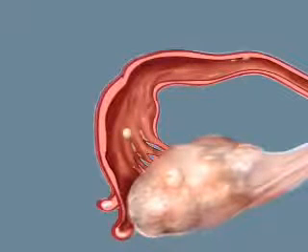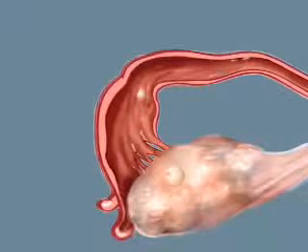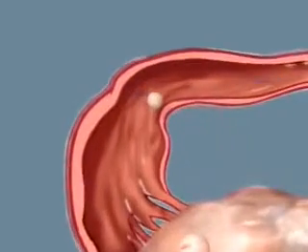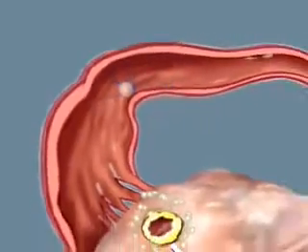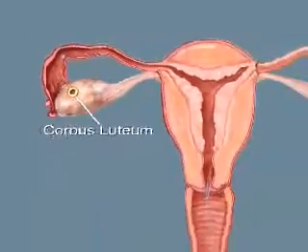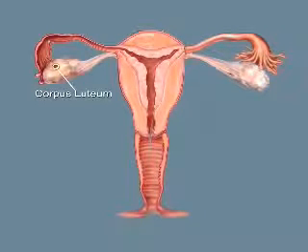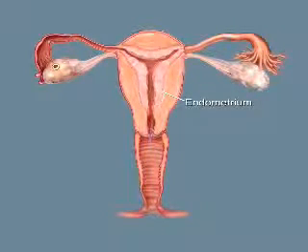If fertilization doesn't occur, the egg will die. But if the sperm meets the egg, fertilization will take place. After ovulation, the empty follicle is transformed into the corpus luteum. The corpus luteum produces a hormone called progesterone. It prepares the endometrium in case there is a fertilized egg ready to implant.